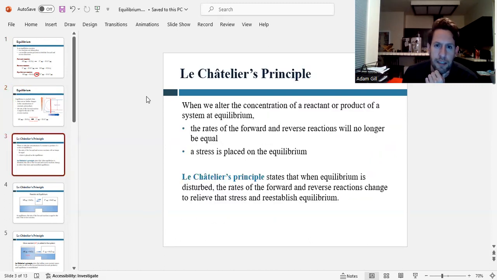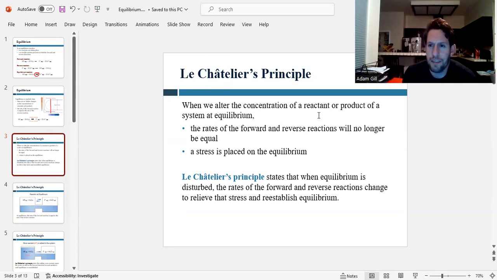Now, Le Chatelier's principle, named after a French chemist, Le Chatelier, states that if you have a system at equilibrium, if you do something to stress that system, the equilibrium will reestablish by either forming more products or more reactants to rebalance out.